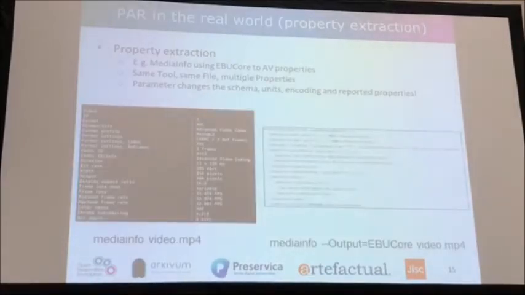Some quick examples: property extraction. You might use MediaInfo to extract properties of video files. And here you can have the same tool, MediaInfo, and the same input file, but depending on how you configure it, it would generate different descriptions of those properties. So this is why we have this model in PAR of separating out actions from tools, from configuration or parameters, and what properties they produce, because these things are all connected together.